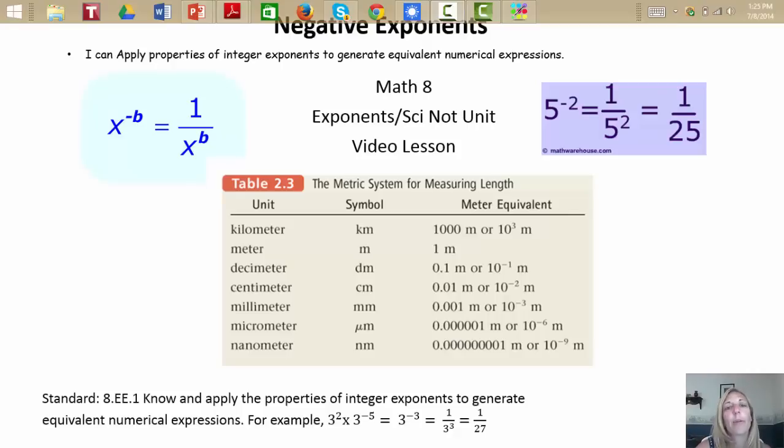Hi everybody, today we're going to be learning about negative exponents. Negative exponents may not be exactly what you think they are. Although the term says negative, it doesn't necessarily mean your answer is going to be negative. So make sure you pay close attention to what we're going to be learning about today.